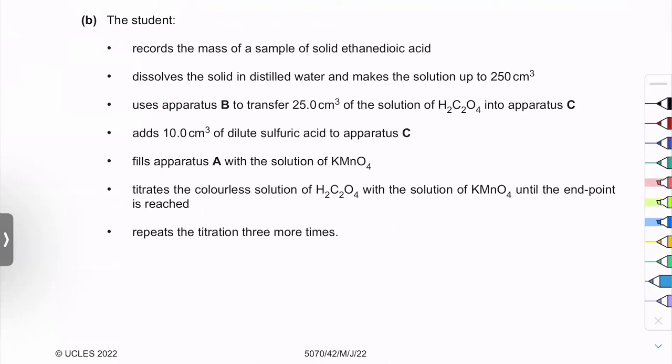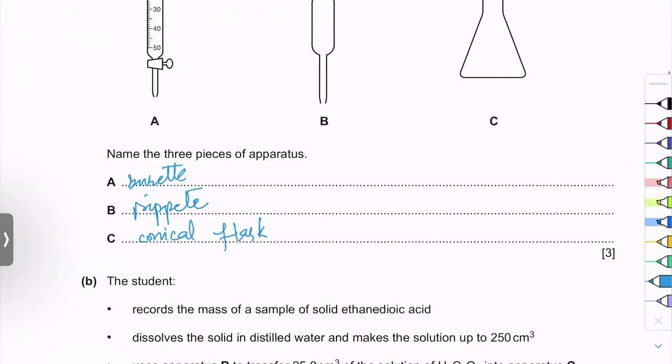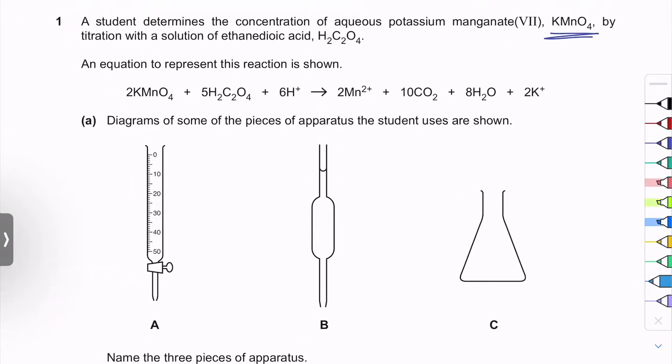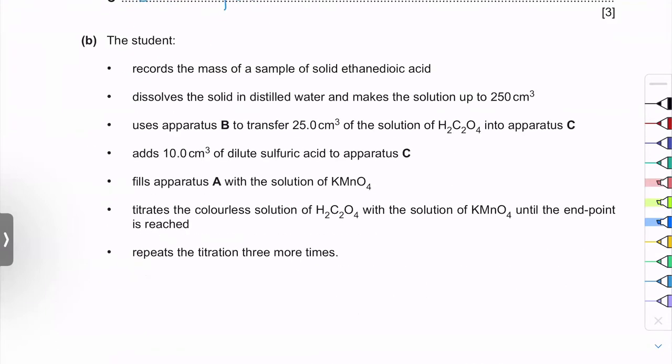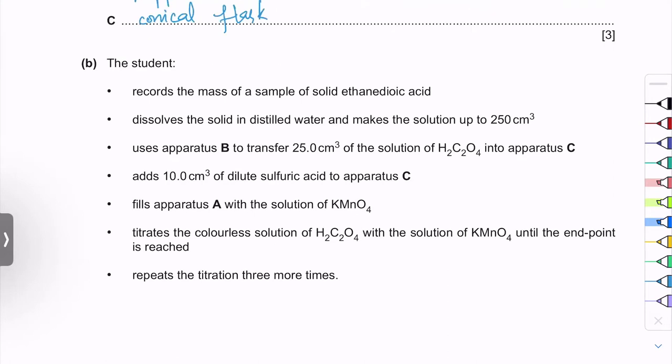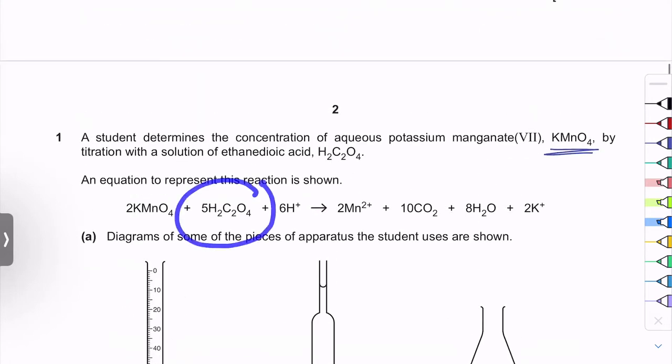Now let's see what the student is doing. What did he have to do? The student had to do this reaction, and what is its aim? To determine the concentration. So he wants to know the concentration of potassium manganate with some known solution of this thing. The student records the mass of a sample of solid ethanedioic acid. So this means this substance is a solid, so obviously he will measure its mass. And he has to add it in here to figure out the concentration.